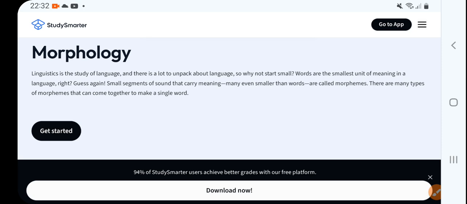So let us discuss morphology. Last session was on phonology, which is the study of sound system, where we discussed phones, phonemes, allophones, minimal pair, minimal set. So this way we have discussed how a sound system is made, and every language has its own sound system.